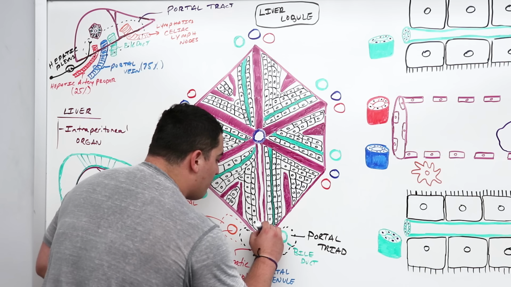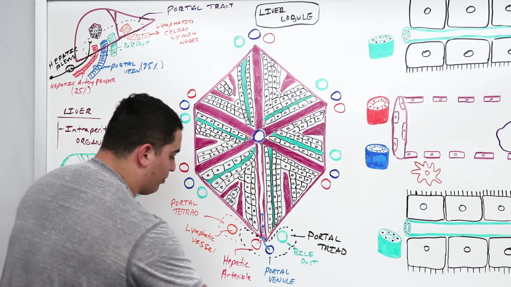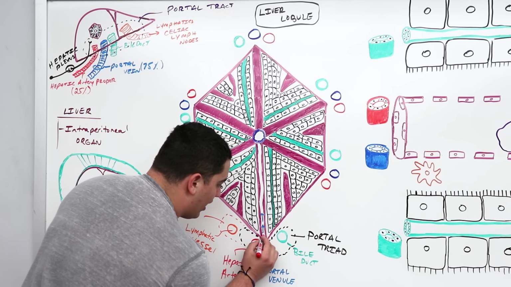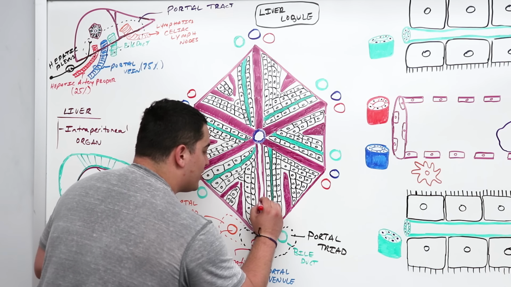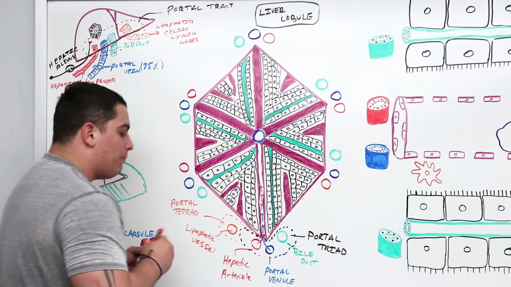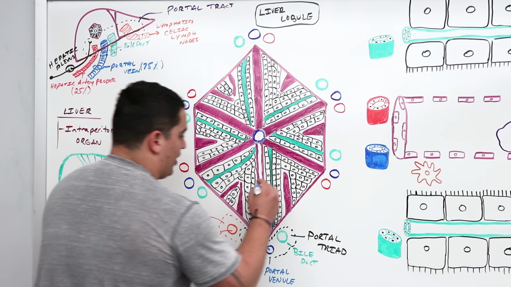And now we're going to have a mixture of what? The hepatic arteriole blood, which is going to be oxygen-rich blood, and the portal venule blood, which is going to be nutrient-rich and might be rich in bacteria and pathogens of different types. But that's the significance that I want you to understand.